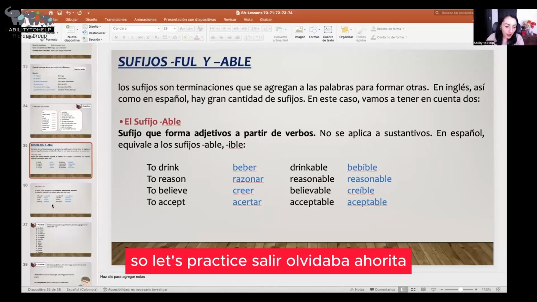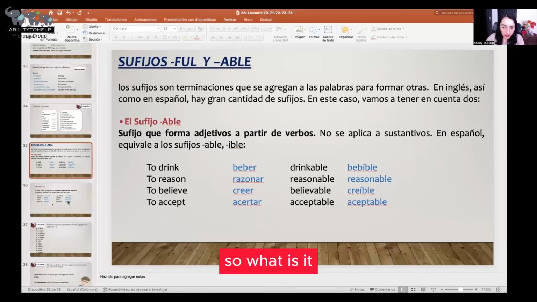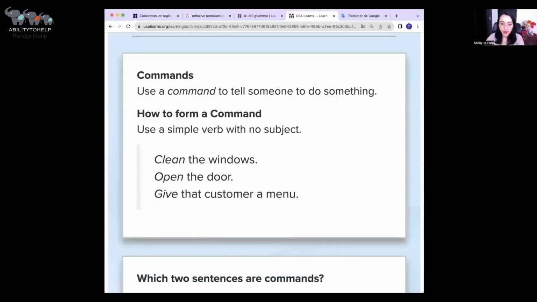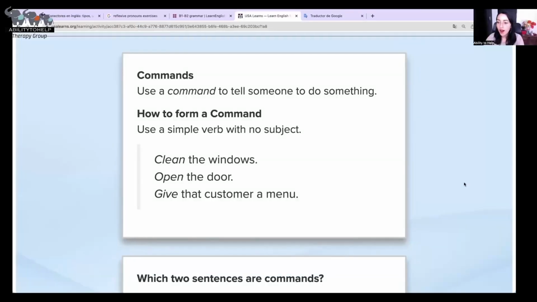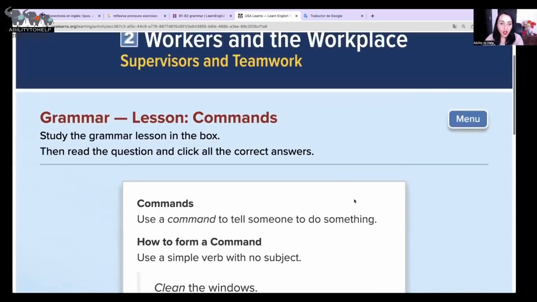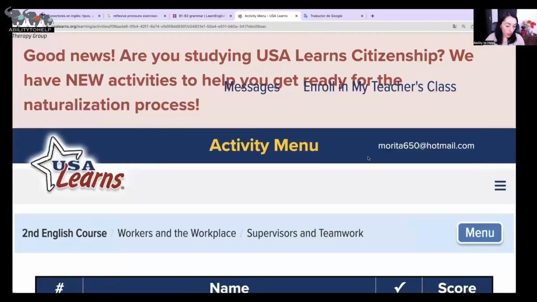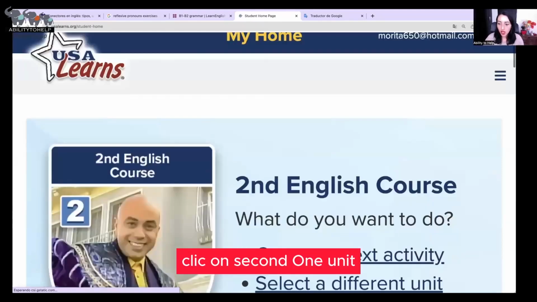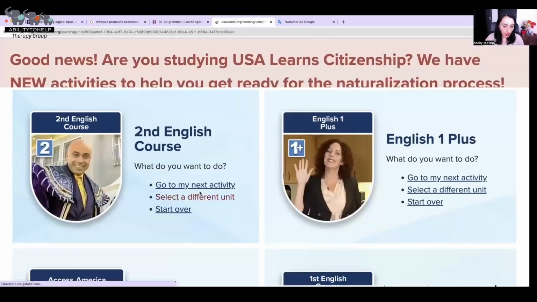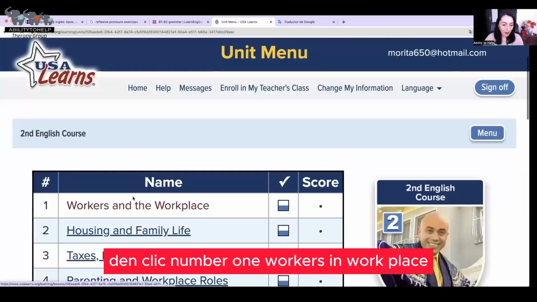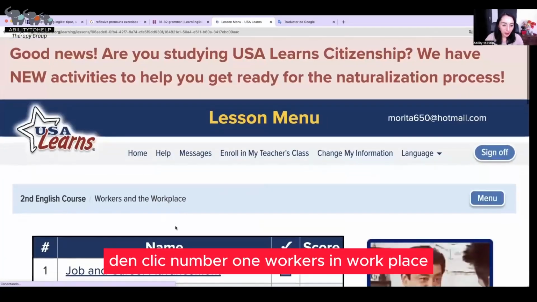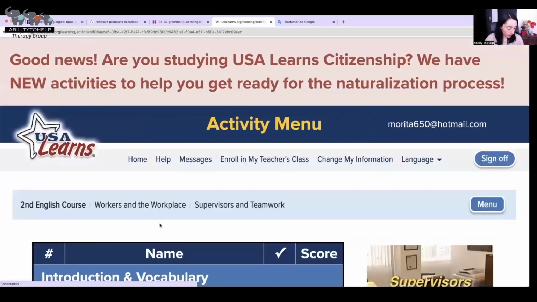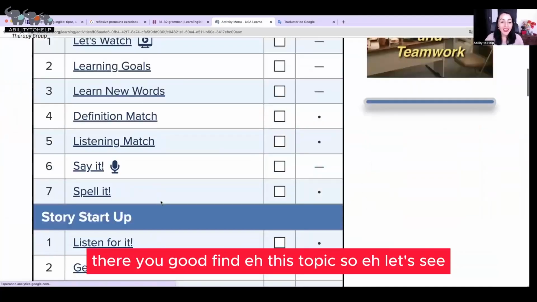So let's practice a little bit about it. Let's practice about commands here. We are on our page, USA Learns. You could find this unit like this. First, click on the second unit. Then click number 1, Workers in the Workplace. Then please click number 4. There you could find this topic.